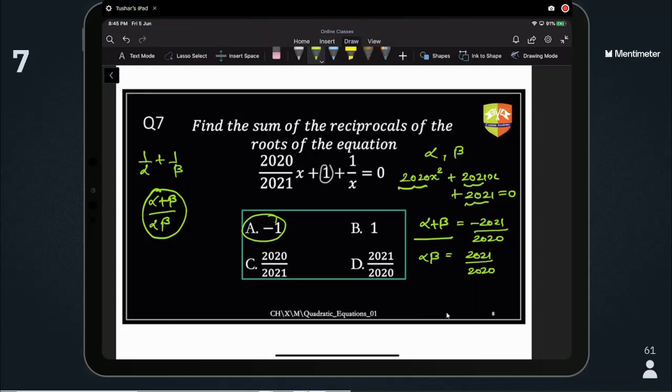Now let's say I don't want to write anything, if I were in an exam, then what would I do? I will see that all the coefficients of the equation are positive. That means the sum of the roots is negative and the product of roots is positive. That means both the roots are negative. If both the roots are negative, their reciprocals will be negative, and the sum of their reciprocals would be negative. So hence clearly all these are ruled out. So without even solving or touching, you can just do it mentally. Got it both ways.